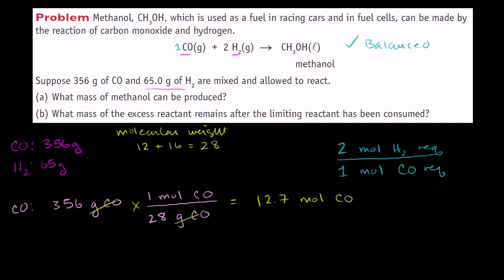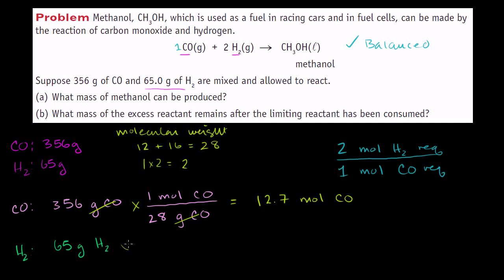Now let's do the same thing for the hydrogen. We have 65 grams of molecular hydrogen. What's the molecular weight of hydrogen? Each hydrogen atom has a molecular weight of 1, times 2, which is equal to 2. So we have 65 grams of molecular hydrogen. And the same way, we want to write it in moles.